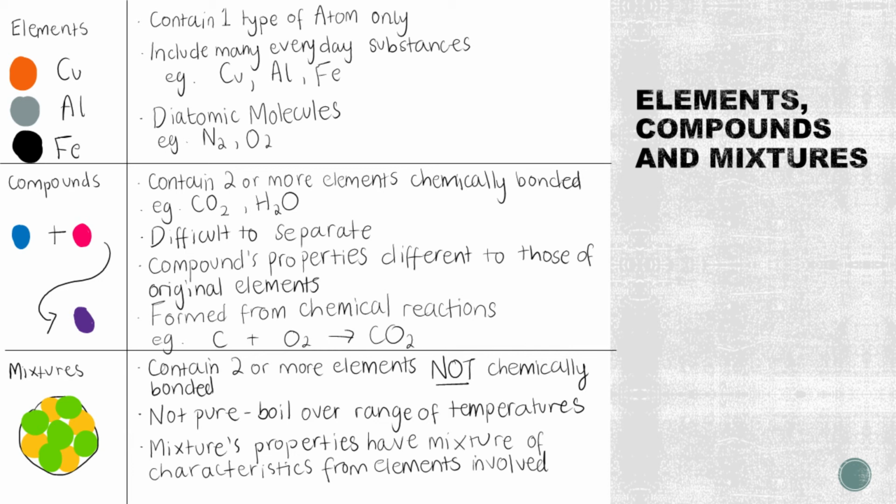Finally, mixtures are multiple elements which are not, I repeat, not chemically bonded, so are fairly easily separated, unlike compounds. They are also impure. While pure substances, for example an element or a compound, will boil at specific temperatures, for example pure water boils at 100 degrees Celsius, impure mixtures will boil over a range of temperatures, allowing you to separate it more easily. In terms of a mixture's properties, they are a mixture, excuse the pun, of the properties of the elements involved. For example, a mixture may be a combination of colours made up from the elements involved.